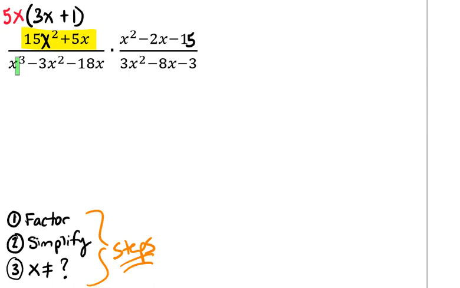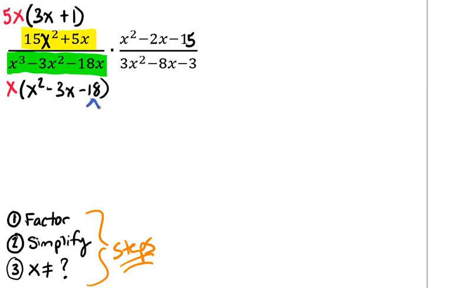Now we can factor that first denominator. We see that there's also a common factor of x. That's going to leave us with an x squared minus 3x minus 18. But here we can't be done, because we can continue to factor x squared minus 3x minus 18.